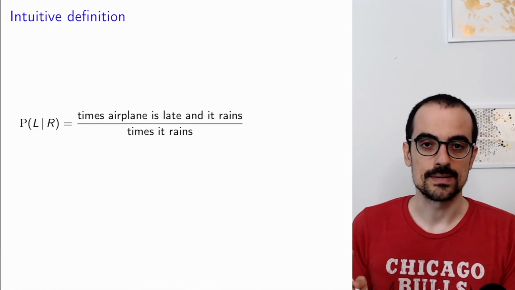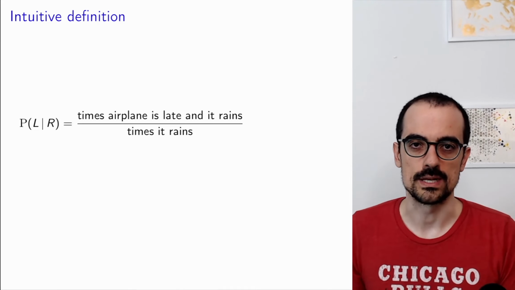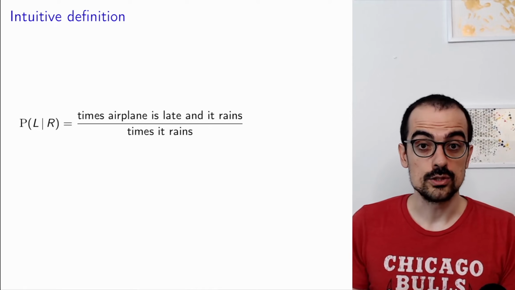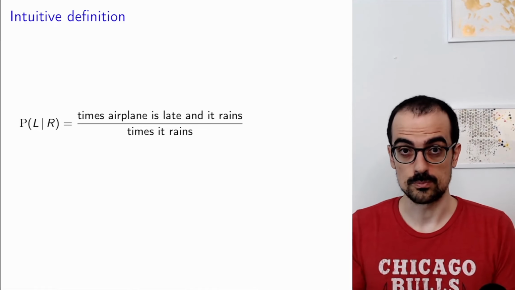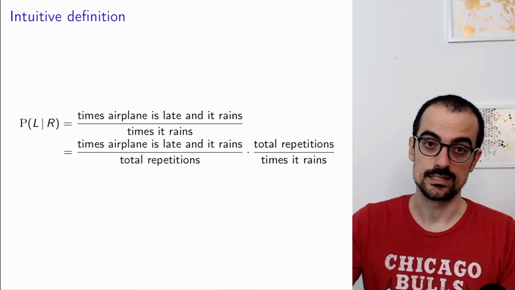Okay, and hopefully that makes sense as an intuitive definition of what we mean by conditional probability. And now what we can do to relate this to actual probabilities is to multiply and divide by the total number of repetitions in this experiment.